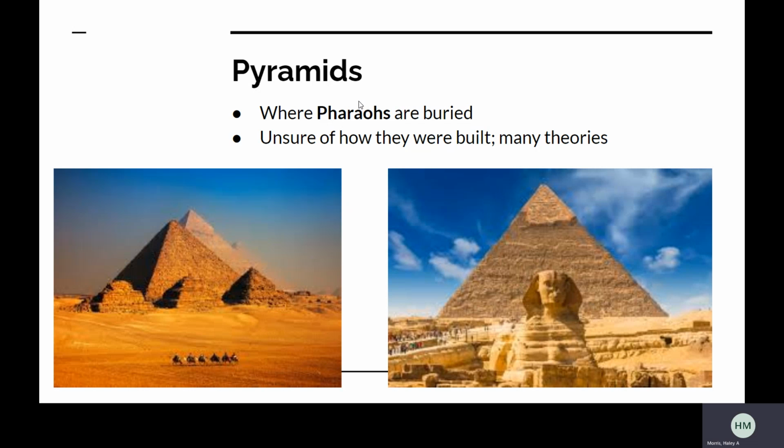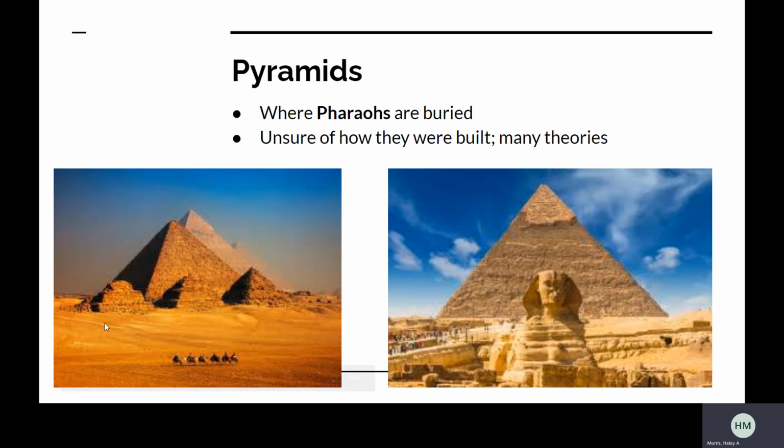The pyramids. The most famous part of ancient Egypt, obviously, are these great pyramids that were built. And so these pyramids are actually like burial monuments almost. Like it's a monument for their burial sites. And so the pharaohs were buried within the pyramids. So you can find different pharaohs' resting places in the pyramids. And so it's still unsure of how they were built, and there are many theories about this.